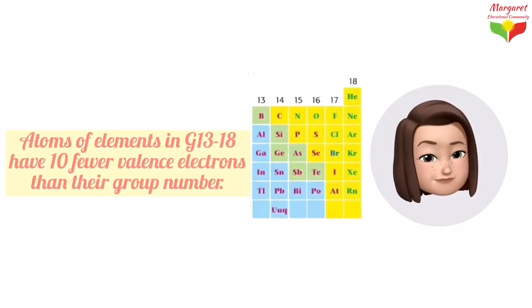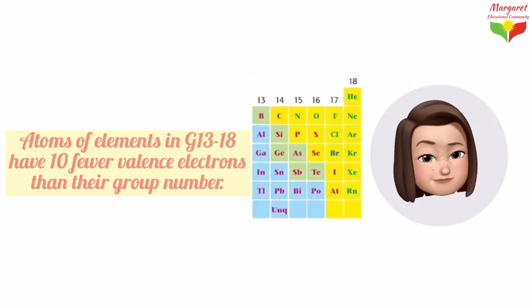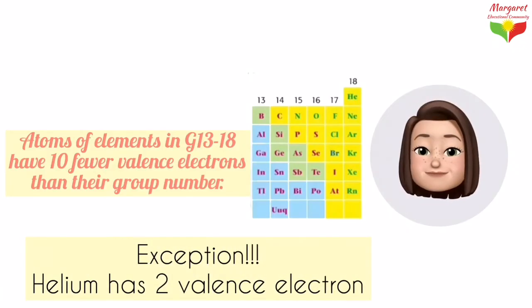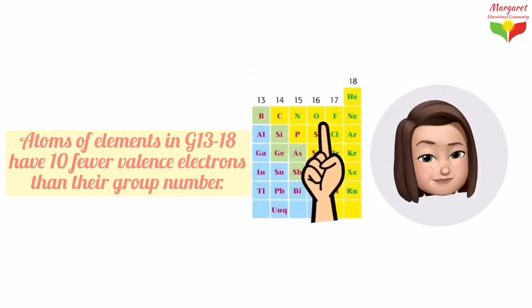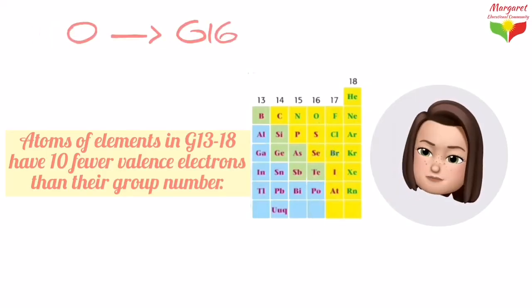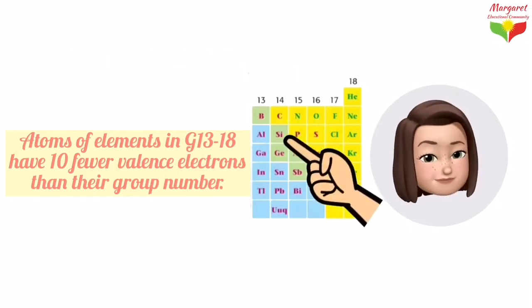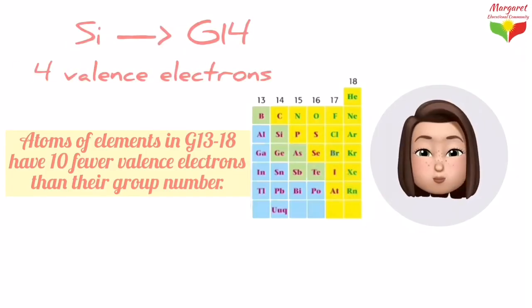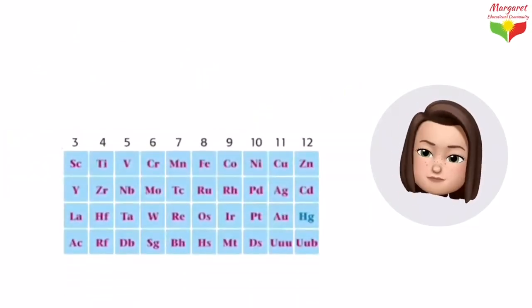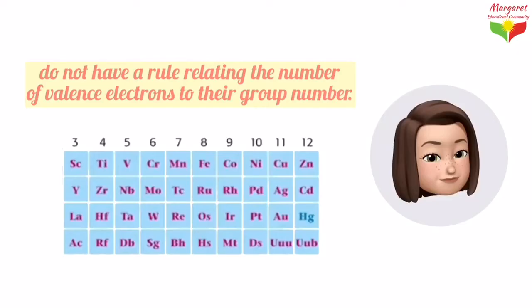Atoms of elements in groups 13 to 18 have 10 fewer valence electrons than their group number. However, helium atoms have only 2 valence electrons. That means oxygen, which belongs to group 16, has 6 valence electrons. Silicon, which belongs to group 14, has only 4 valence electrons. As for atoms of elements in groups 3 to 12, they do not have a rule relating the number of valence electrons to the group number.